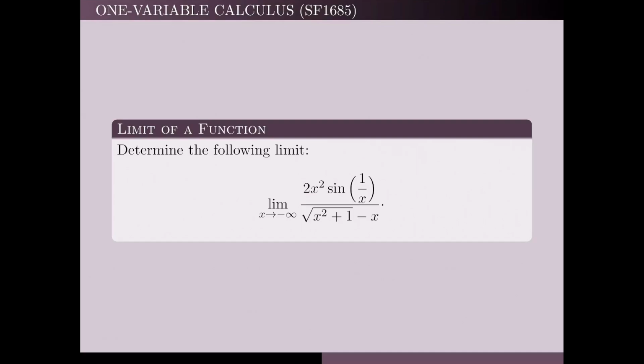Hello, in this video we investigate the following problem on the topic of limit of a function. Determine the following limit: the limit of 2 times x squared times sine of 1 over x, all over the square root of x squared plus 1 minus x, as x goes to minus infinity.